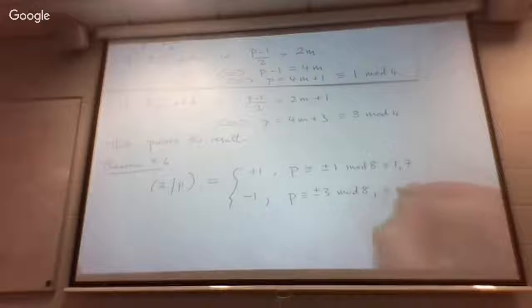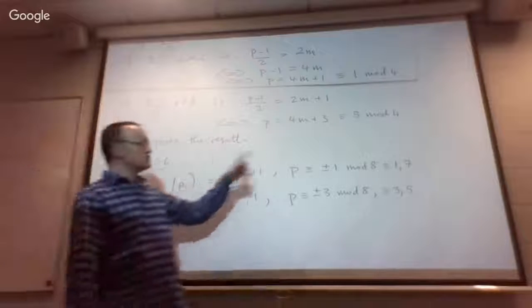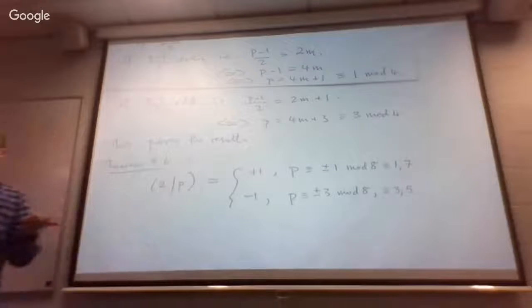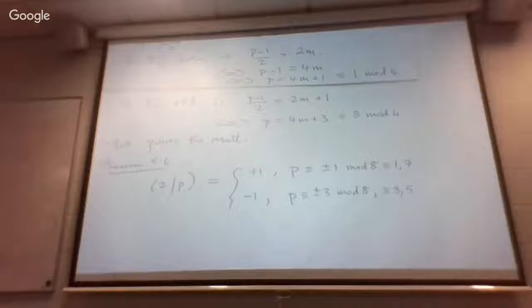Or you could say that as 3 or 5. And 1, 3, 5, and 7 are the only congruence classes modulo 8 of interest, because the other ones, 2, 4, and 6, are all congruence classes of even numbers modulo 8. So if you're congruent to 2, 4, 6 modulo 8, you're definitely even, so you can't be an odd prime. You can't be one of our primes of interest.